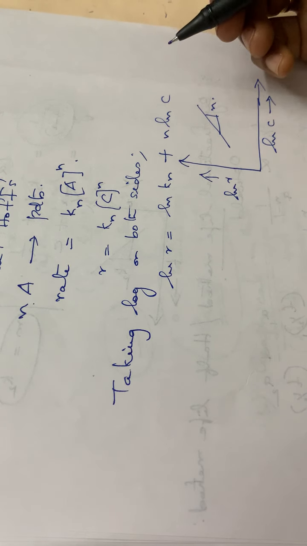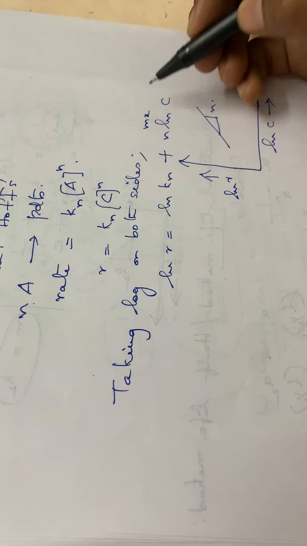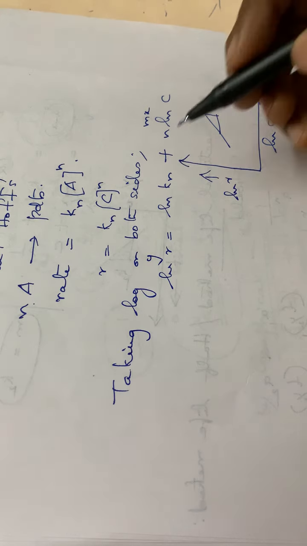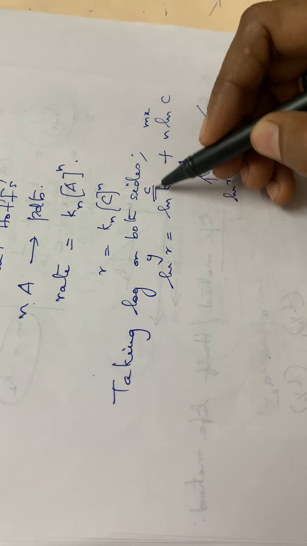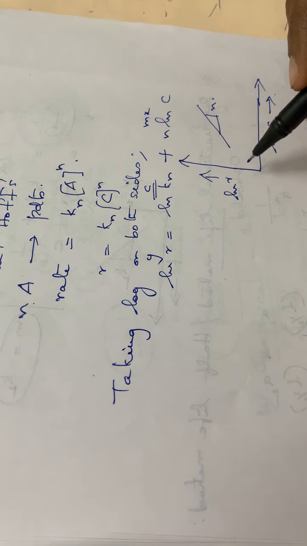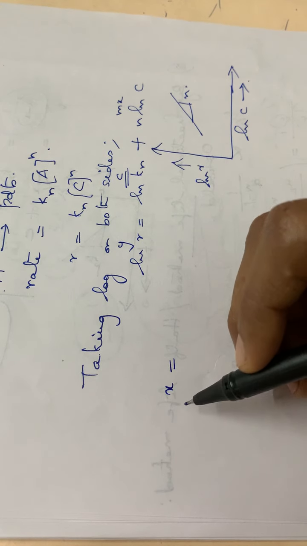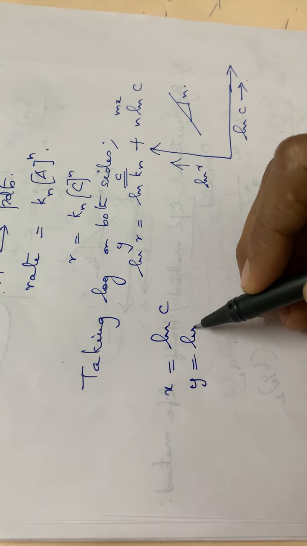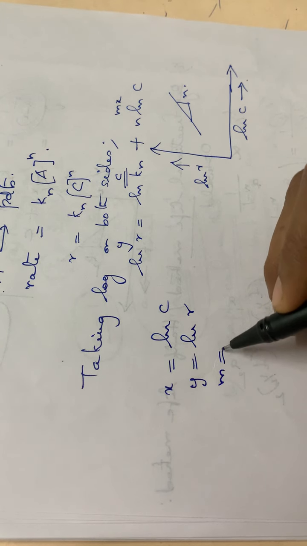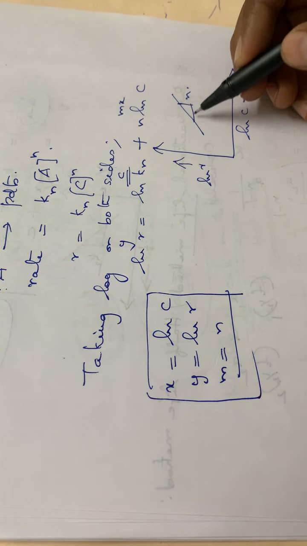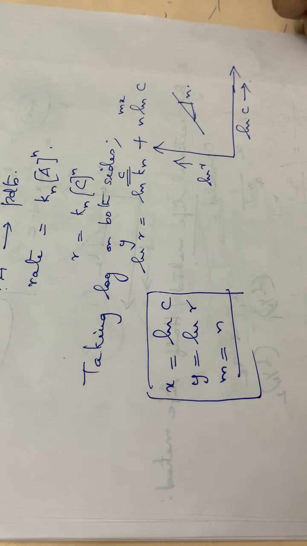So this is mx, this is y, ln R, and this is c. Y is equal to mx plus c. On the x-axis we are plotting ln C, and on the y-axis ln R. So x is ln C, y is ln R, and m, the slope, is equal to n. By plotting these values we will have the slope equal to n.